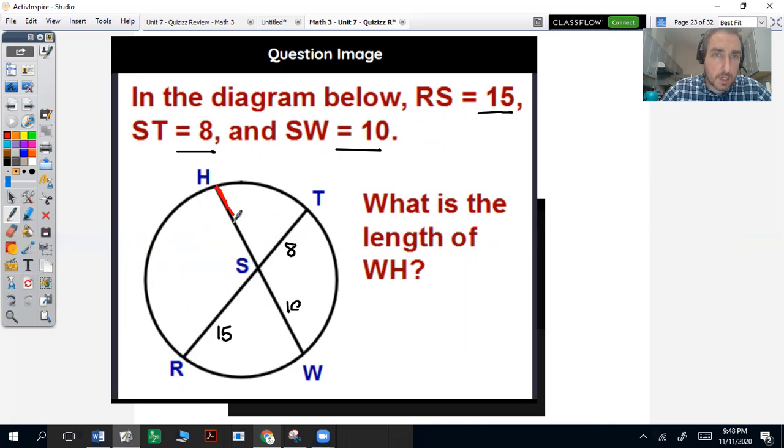Now, if you connect W and H, it's not just this from H to S, it's the whole thing across. So whatever we get for this length here, we will need to add 10 to get that answer. So let's first solve X. It's going to be 10 times X equals 15 times 8.